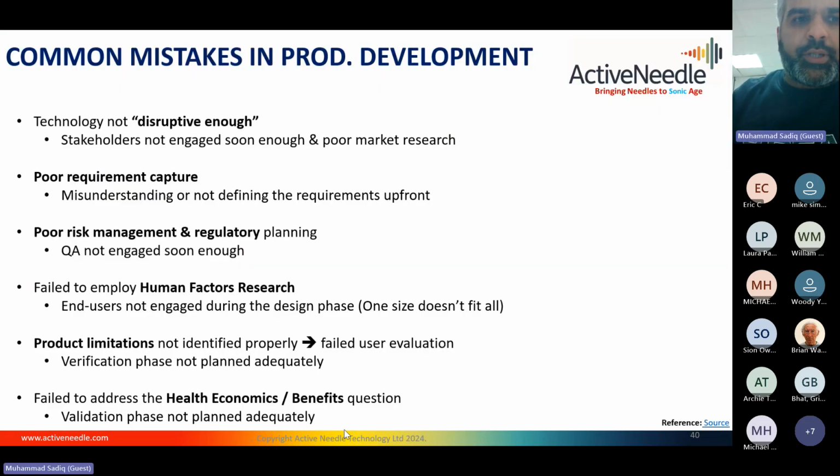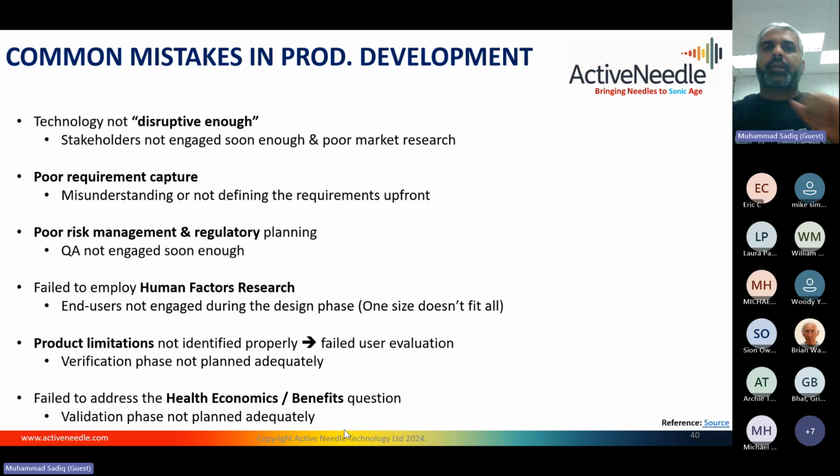This brings us to the last slide, actually. Common mistakes in the product development life cycle. Technology not disruptive enough. This could happen because the stakeholders are not engaged soon enough, and you haven't probably done your market research right. Poor requirement capture, misunderstanding or not defining the requirements up front.